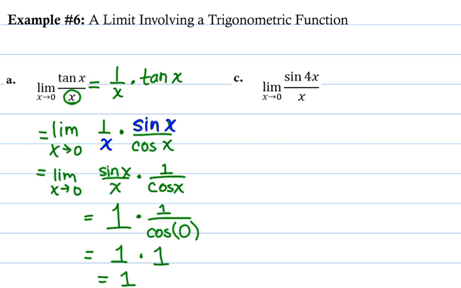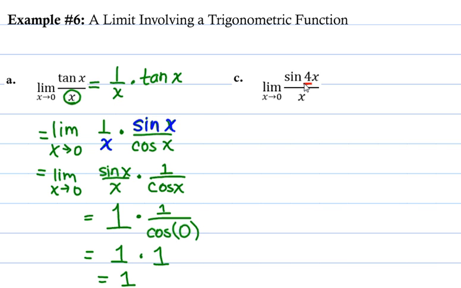Okay, I'm going to go to C because B is like lower on this slide. I hope you understand. So I'm going to do C. The limit as x approaches 0 of sine 4x divided by x. Now that kind of looks like the special trig limit, but it's not exact because of this 4, right? So I got to do something to accommodate for that.